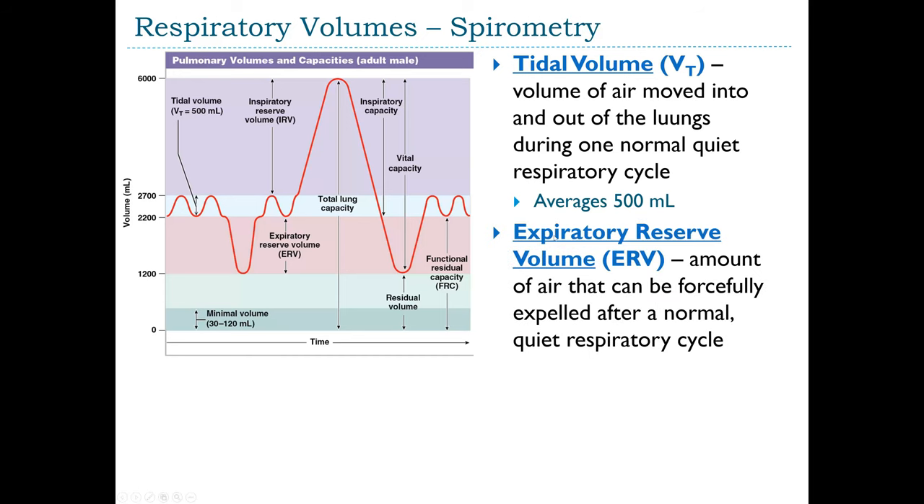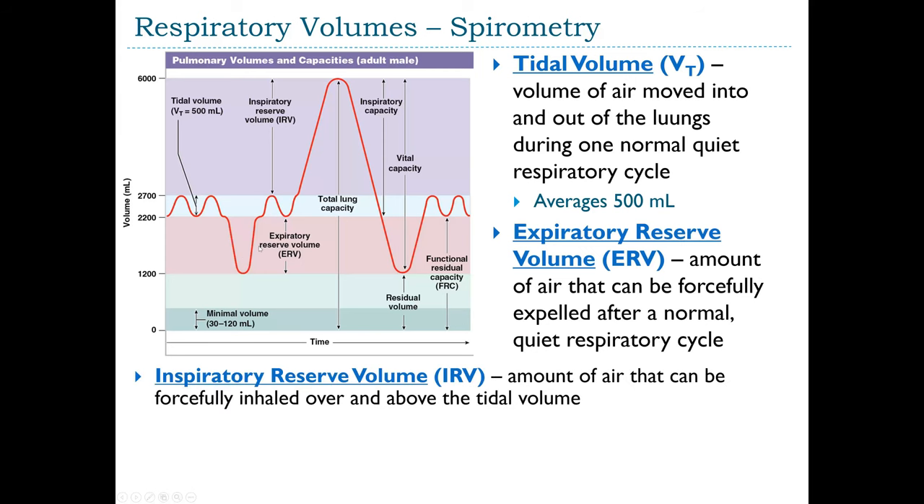So the expiratory reserve volume, or ERV, is the amount of air that can be forcefully expelled after a normal quiet respiratory cycle. So imagine just trying to exhale as much air as possible. And so the expiratory reserve volume is going to go from the bottom of the tidal volume to the bottom trough shown down here. So from the bottom of the tidal volume to the lowest most point of the line on the graph, that is the ERV.